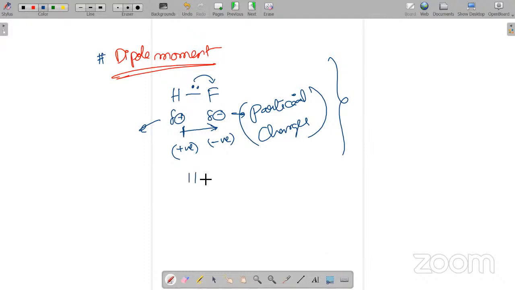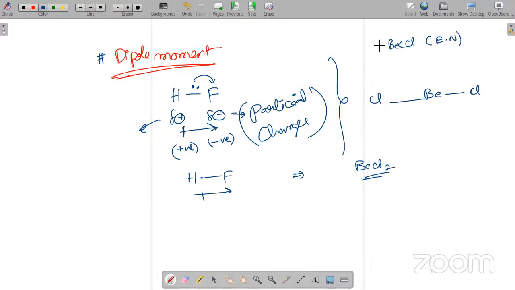Now how do you write the dipole moment of HF? You write it like this. Next, for BeCl2: beryllium is here, chlorine is here, and another chlorine is here. Chlorine is more electronegative than beryllium, so there is a pull towards each chlorine. Both pulls are in opposite directions and in the same plane, and the bond strength is the same.